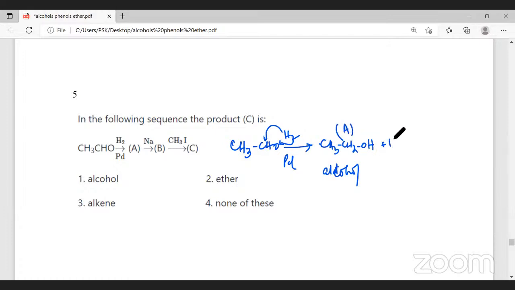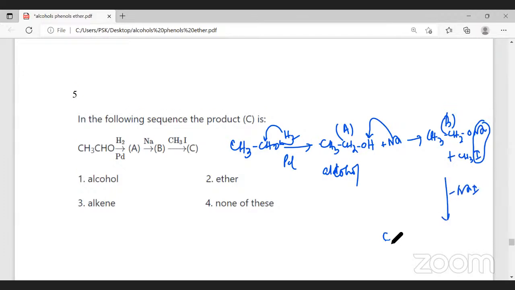When this alcohol is reacted with sodium, sodium displaces hydrogen. You get CH3CH2ONa, sodium ethoxide. This is B, sodium ethoxide. When this is allowed to react with methyl iodide, what happens? Na and I get eliminated as NaI. What do you have now? CH3CH2, oxygen, and CH3. This is nothing but ether. So the product formed, the C here in this reaction, is ether. Option 2.